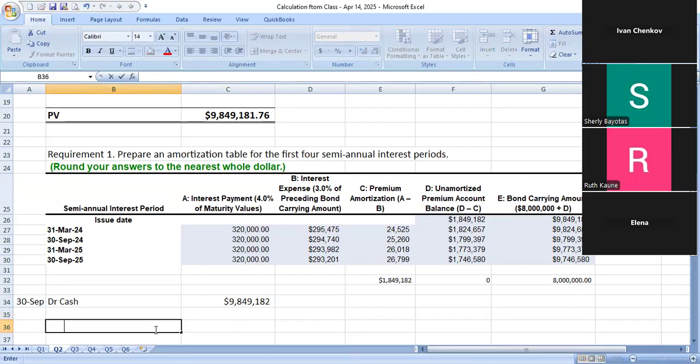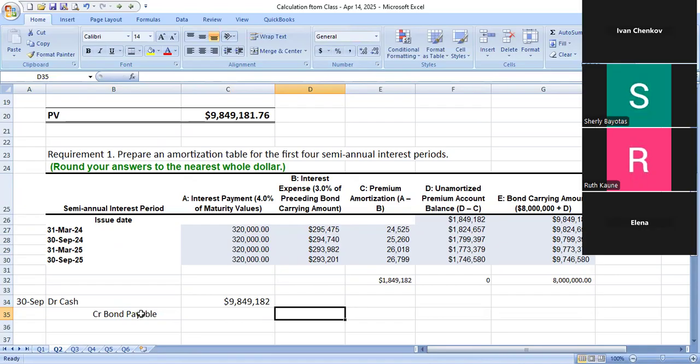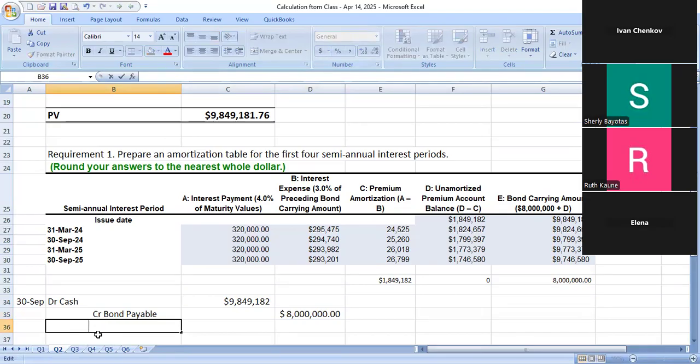So now we have to put credit bonds payable for $8 million. And since we're not in balance, we have to add more. What will be the more that we're going to add? Premium on bonds payable. Credit premium on bonds payable.